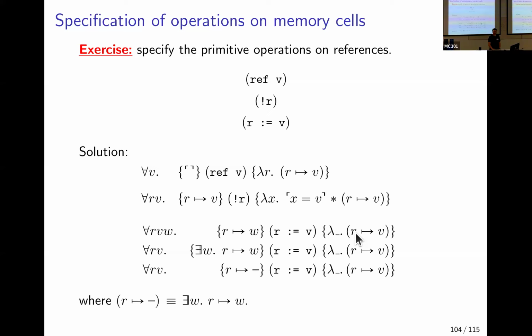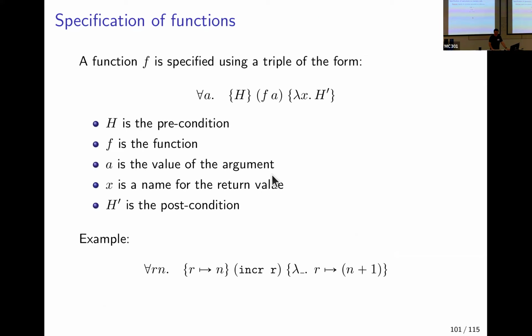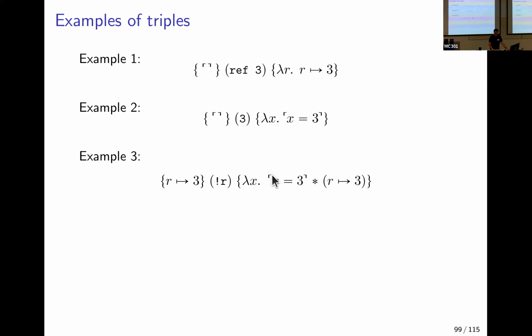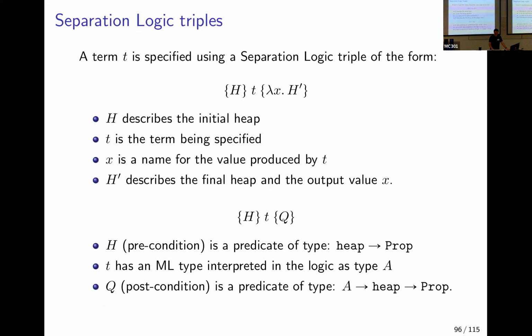Sorry, I must have blinked and I got confused. What is the lambda r dot and then the expression? And also, what's the difference with, like, there exists x such that? Good question. In lambda x, h prime, x is the name of the value returned by t.